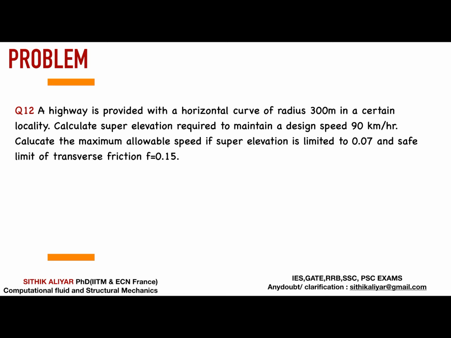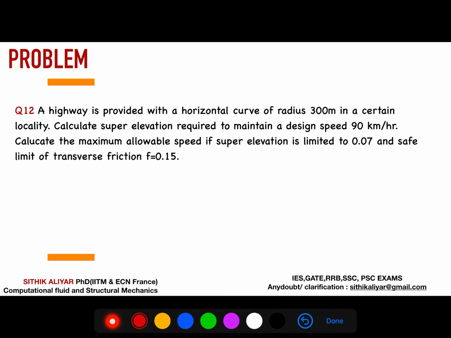So question number 12. You can pause the video and solve it yourself, and then you can come back. A highway is provided with a horizontal curve of radius 300 meter in a certain locality. Calculate the super elevation required to maintain a design speed of 90 km per hour. Calculate the maximum allowable speed if the super elevation is limited to 0.07 and the safe limit of friction is 0.35. So they have given you two questions.